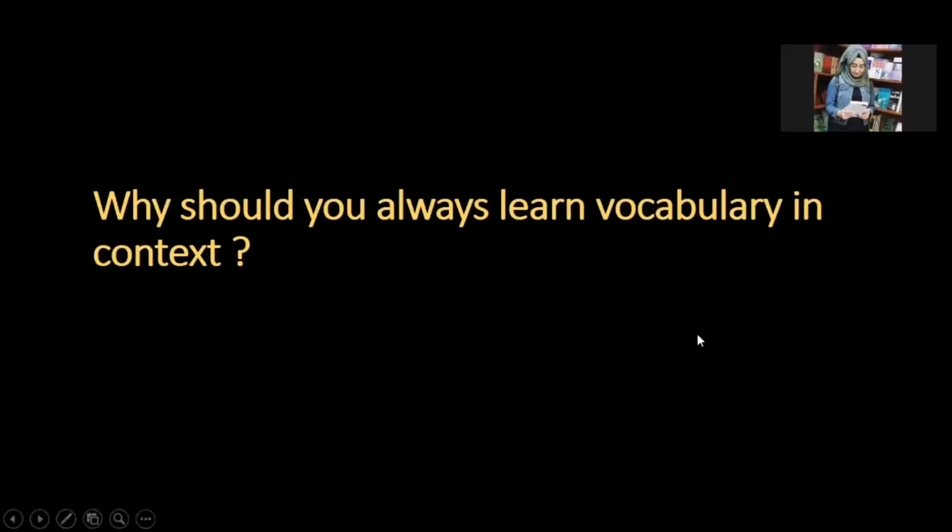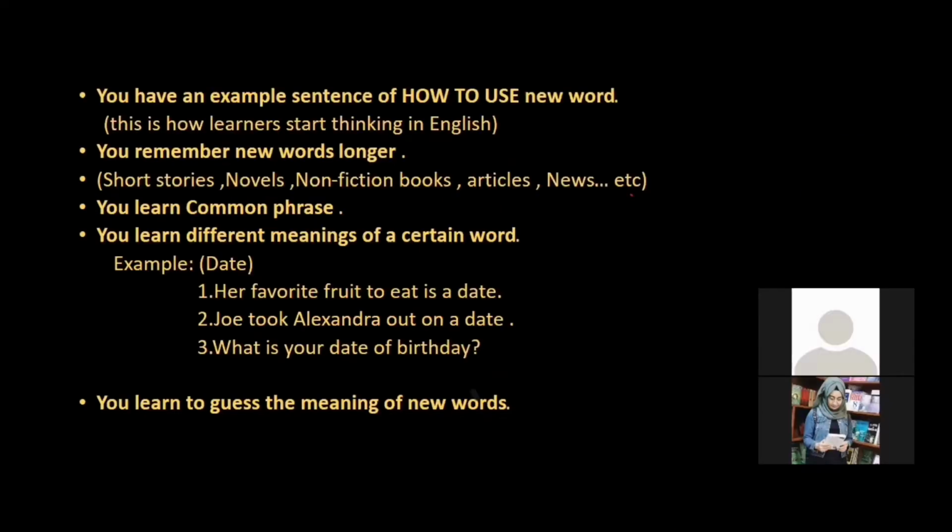So we got a question. It says, why should you always learn vocabulary in a context? See the first one. It says, you have an example sentence of how to use a new word. So this is how learners start thinking in English. For example, imagine that you're learning a lot of vocabularies. You got a dictionary, you're learning tons of vocabularies, but when you want to speak, you don't have any word to speak, you don't remember any words.